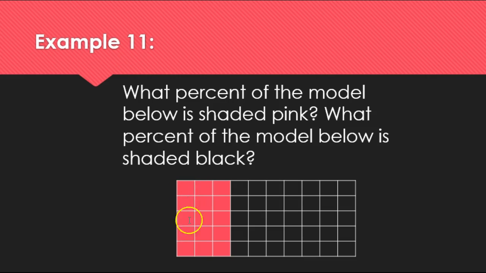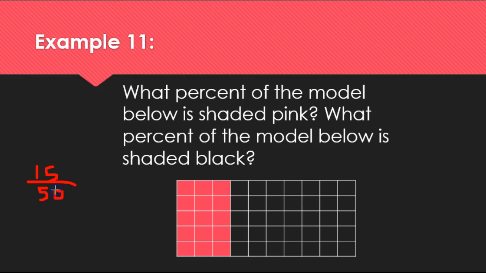First thing, I can look at how many actual blocks I have. And I see I have 5 in this first column. And I have 10 for each row. So altogether I have a 5 by 10, which is 50 blocks inside. So now I can look at how many pink I have, and I have a total of 15 pink out of the 50. I can write this as a fraction. 15 out of 50.